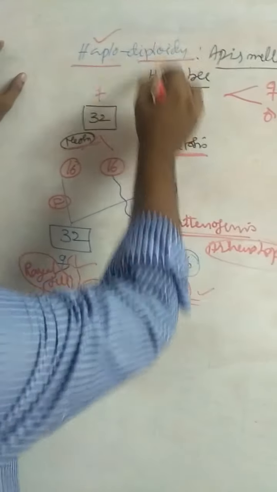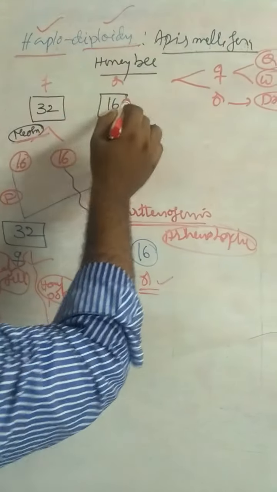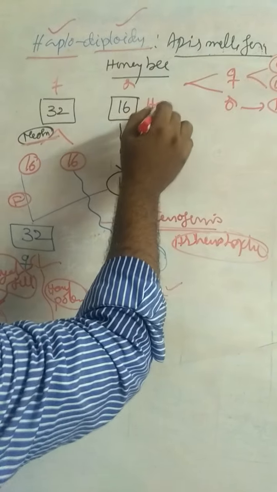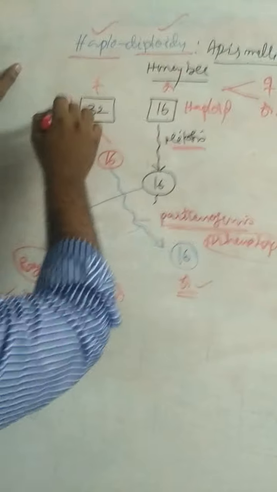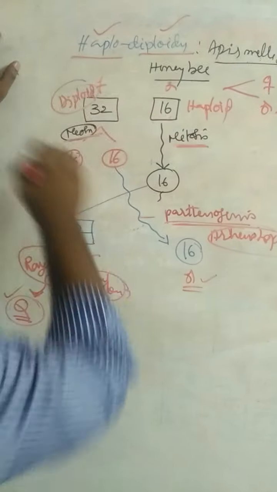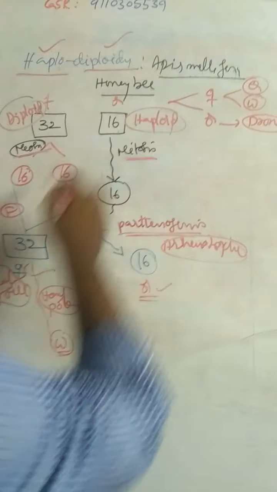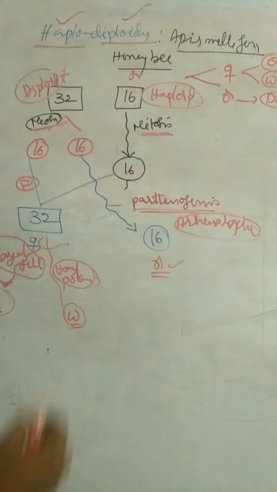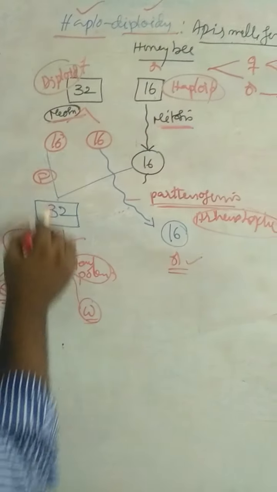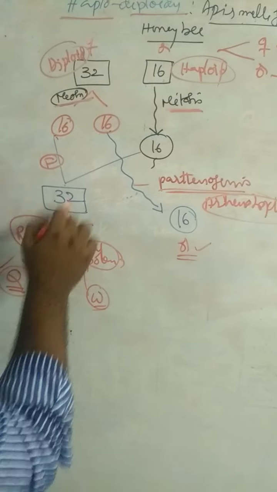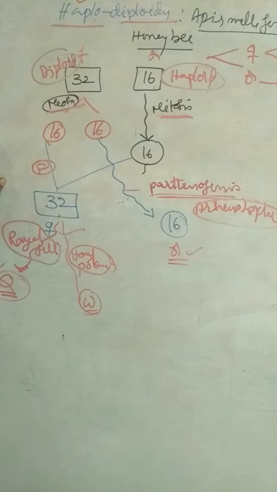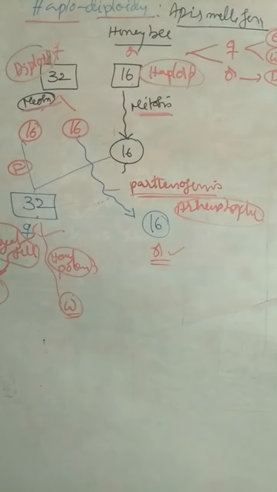What type of sex determination method is in honeybee? Haplodiploidy. Here, males are haploid and females are diploid. Females lay two types of eggs, fertilized and unfertilized. Fertilized eggs become females, and unfertilized eggs become males by parthenogenesis or arrhenotoky.